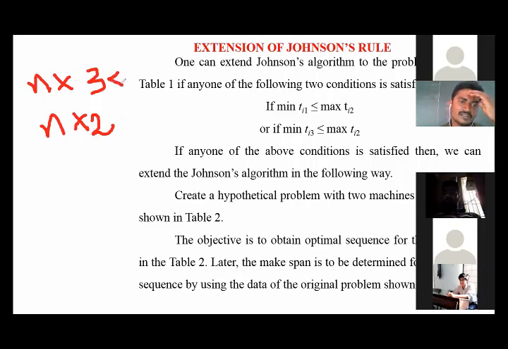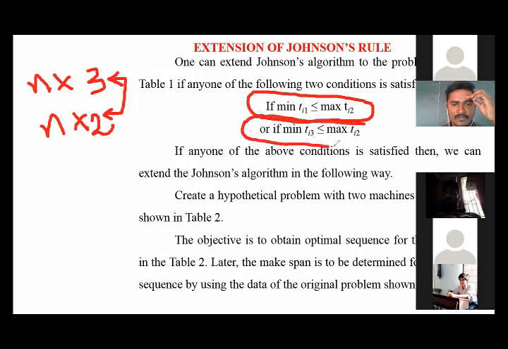While we are converting this n jobs 3 missions into n jobs 2 missions, we have to check the condition. The condition is: minimum of Ti1 is less than or equal to maximum of Ti2, or another condition is minimum of Ti3 is less than or equal to maximum of Ti2. Here in total we have three missions M1, M2, M3.